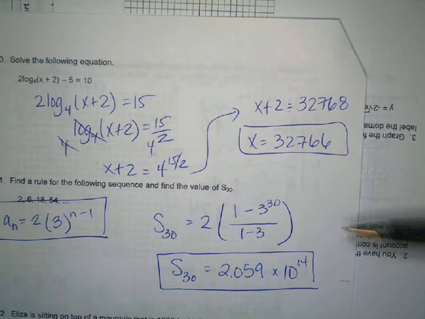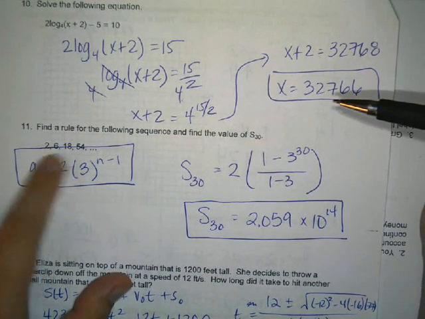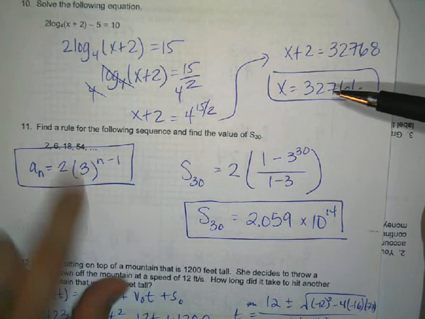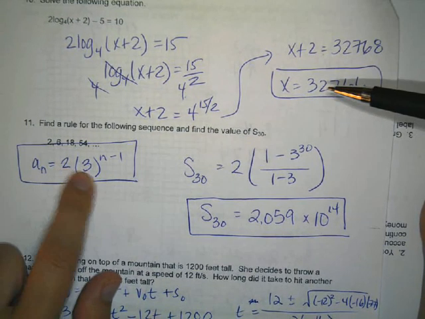For number 11, we had to write a rule for the following sequence. My common ratio was 3 because 6 divided by 2 is 3, 18 divided by 6 is 3, 54 divided by 18 is 3. And then 2 is my first term, so this is my a sub 1 times r to the n minus 1.